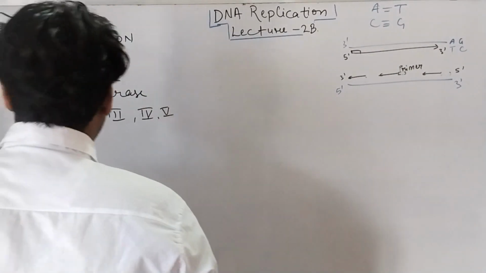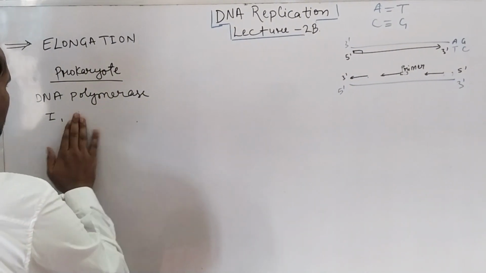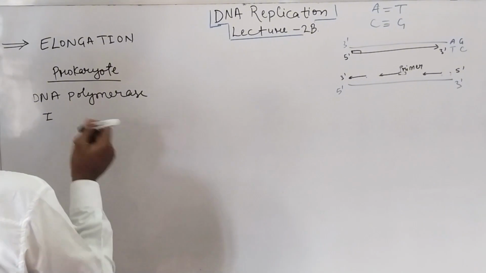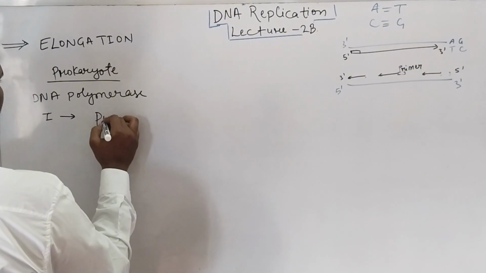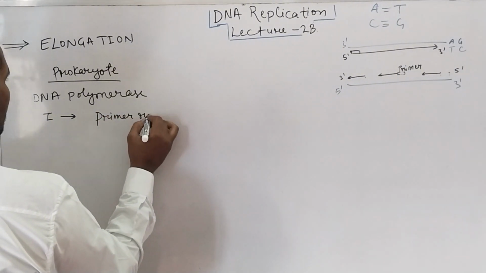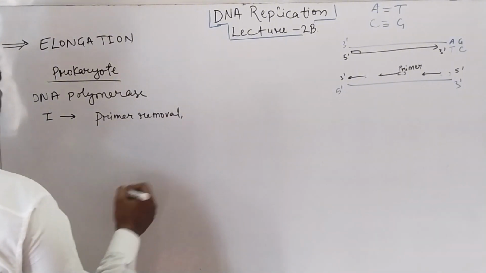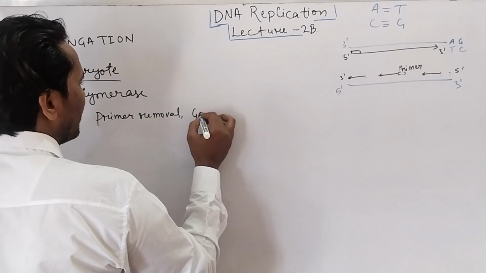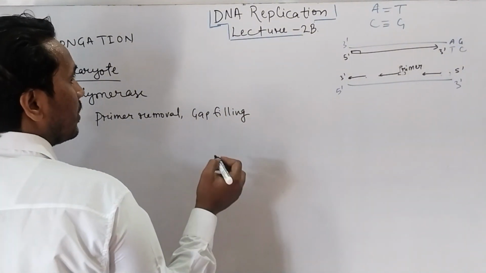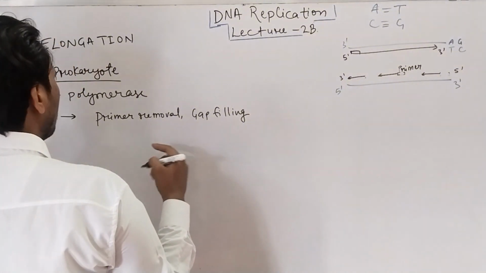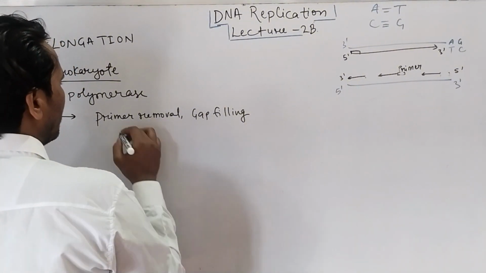Now, DNA polymerase 1 you have seen just now. This is for primer removal, and then gap filling, and proofreading.